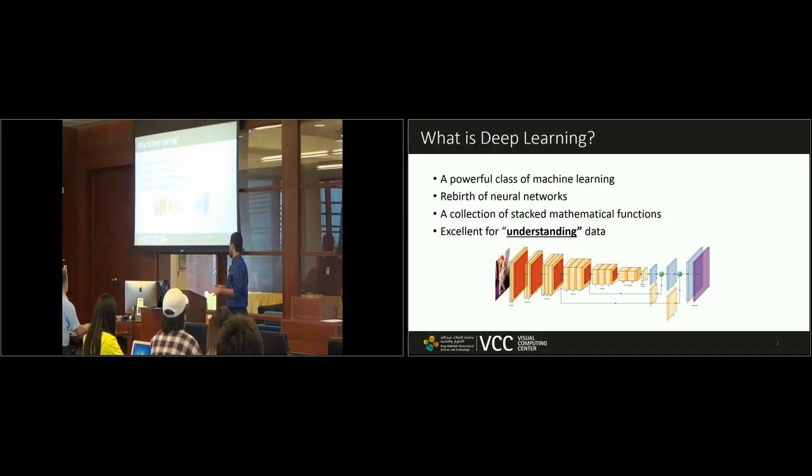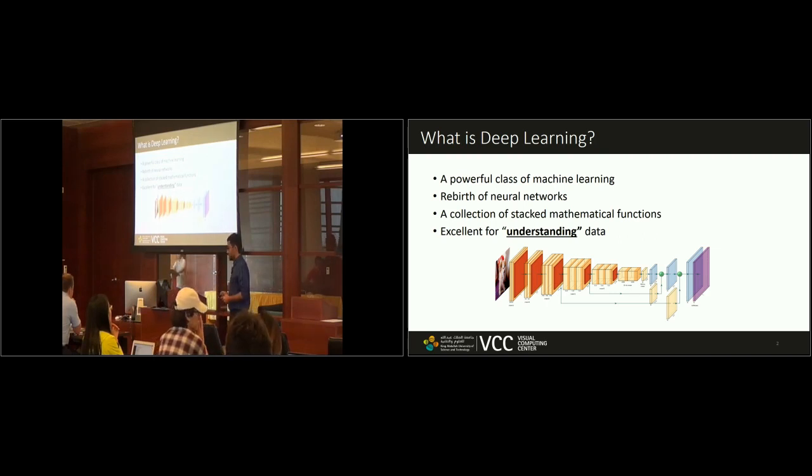So just to make sure that we're all on the same level of understanding, we can think about deep learning as just a rebirth of neural networks, right? And for the sake of this proposal, the best way to look at it is basically just a collection of some mathematical functions in a compositional way. And they are excellent methods for understanding data. But what do I exactly mean by understanding data?